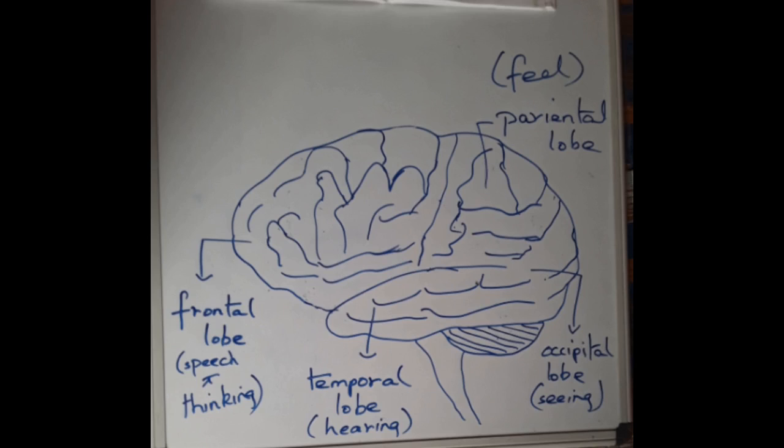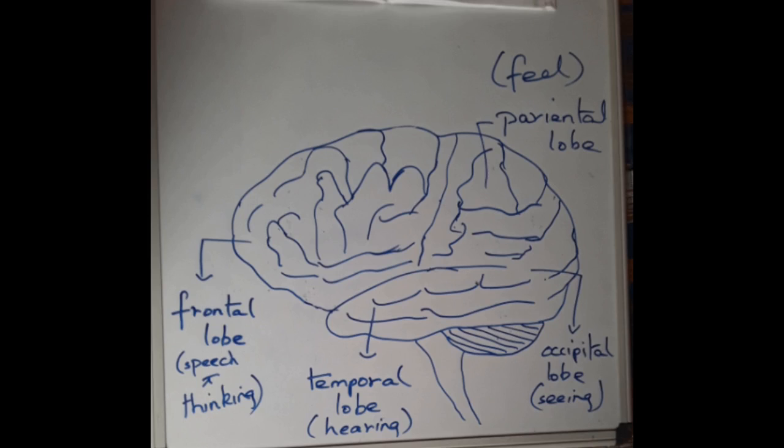Okay, and the parietal lobe, sensation, feel and sensation. And the fourth one is the occipital lobe, that is associated with visions, seeing. Okay, so these are the four important lobes.